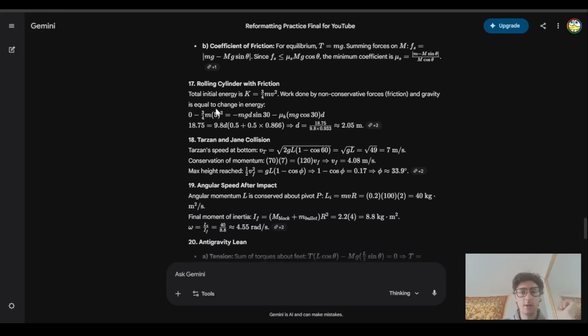Rolling cylinder, this one I don't think I got it at all. So yeah, there's some work, kinetic energy conservation thing, and then they get 2.05 meters as the thing. It looks like they found the kinetic energy at the beginning, and then they used this work, so mu k times, so the force of friction times the distance. That was the important thing, where you can pull the distance out of it.